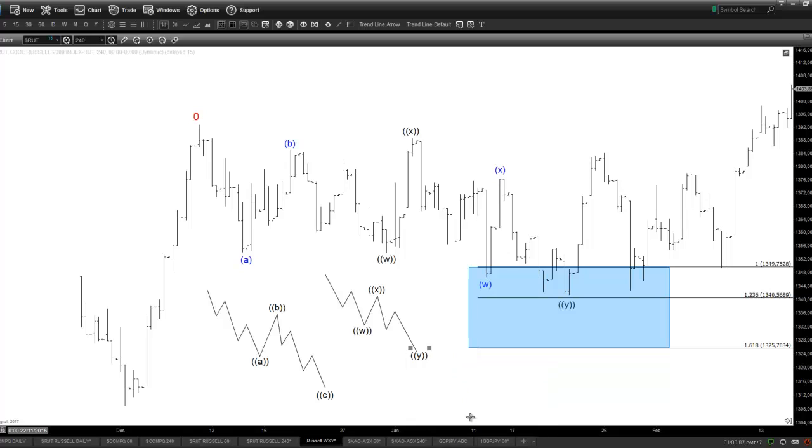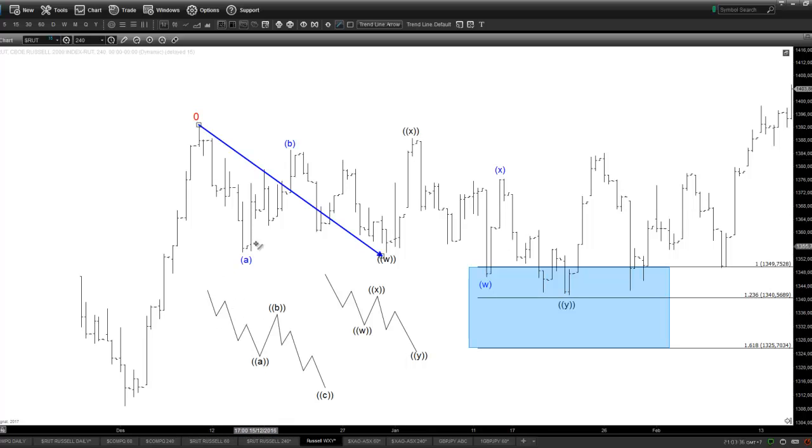So let's take an example here. This is the Russell 2000 and it's a 4-hour chart. Let's take a look here. This structure starting from this peak to this low. Now we can clearly see right here we got 1, 2, 3, right? So this is a 3 swing. No matter how you want to do it, you cannot label this 1, 2, 3, 4, 5, right? You just cannot label this as a 1, 2, 3, 4, 5.